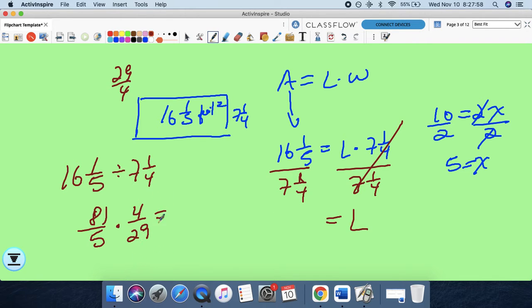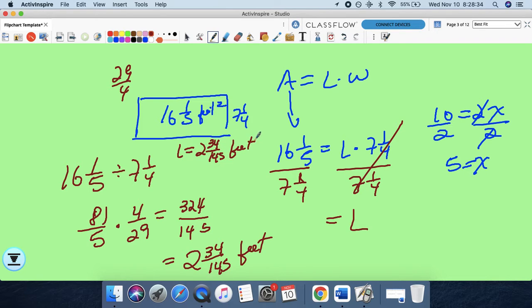Anything simplify? No, I don't think so. Divided by 3? No, that's not a multiple of 3. That's a multiple of 3, but not 29. So that's it. That's 4 times 81 is 324, and this one is 5 times 29 is 145. We can definitely change this to a mixed number. So it's twice 290, 34 over 145. I think I'm correct. Okay. Feet, not squared, because we're measuring distance, right? So the length is 2 34 over 145 feet.